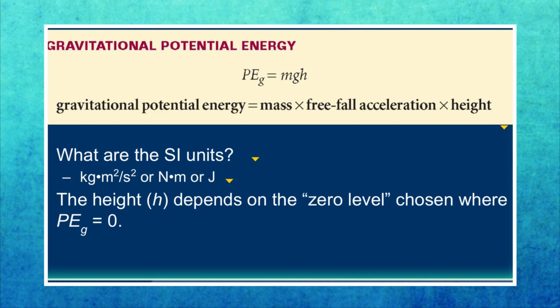m in kilograms, g in meters per second squared, h in meters. As a result, the SI unit of gravitational potential energy is the joule, for which we use capital J. The height depends on the zero level chosen, where PE_g equals 0.